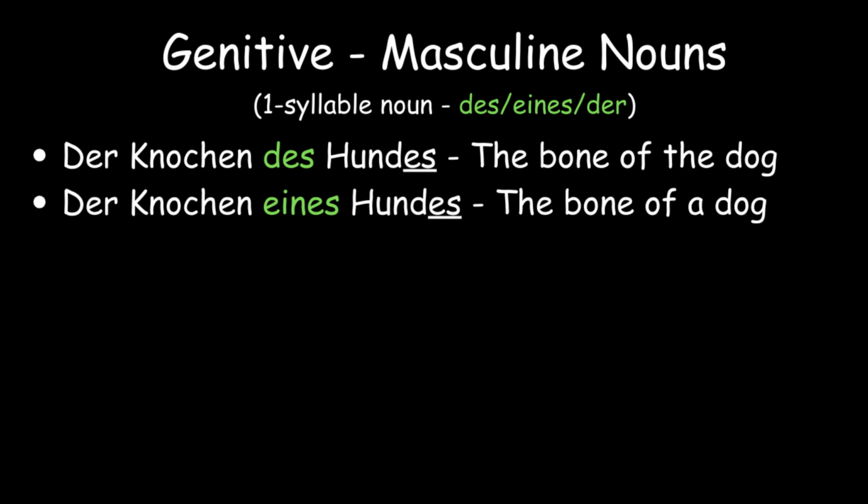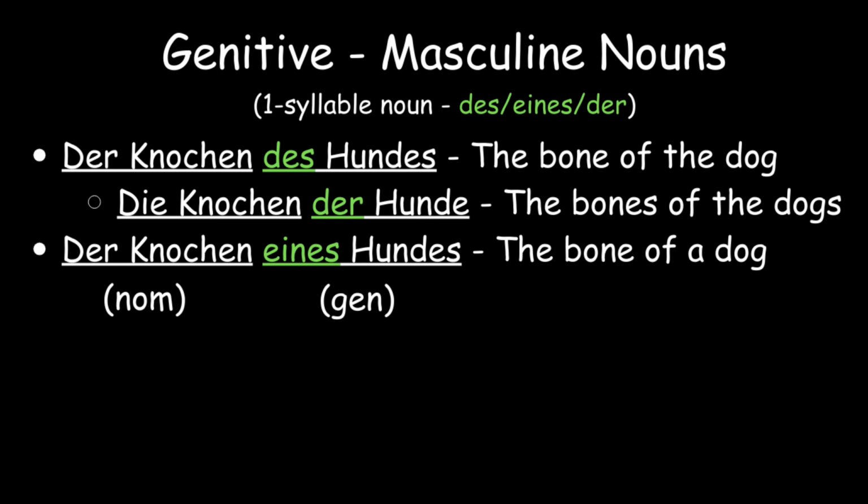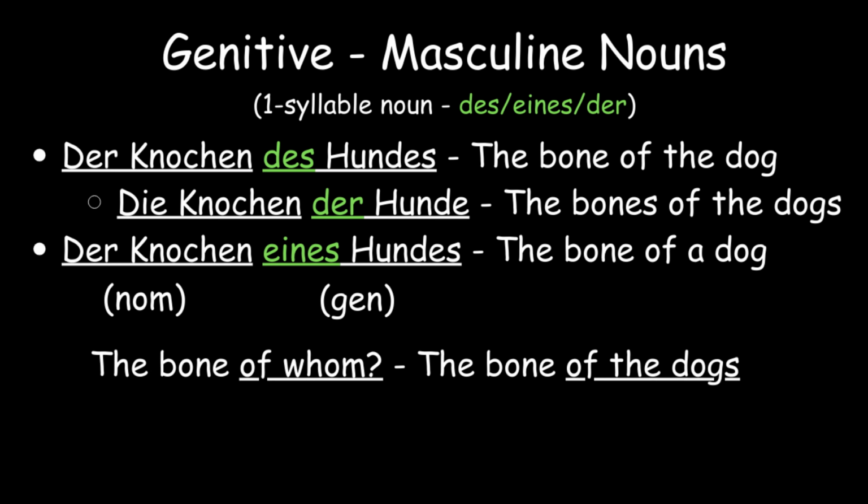Here, we have sentences with a one-syllable noun. Der Knochen des Hundes. Der Knochen eines Hundes. To pluralize them, change the articles and nouns accordingly in each part of the sentences. Die Knochen der Hunde. The first part is nominative, but the second part is genitive, making the sentences genitive because of the articles and noun endings.